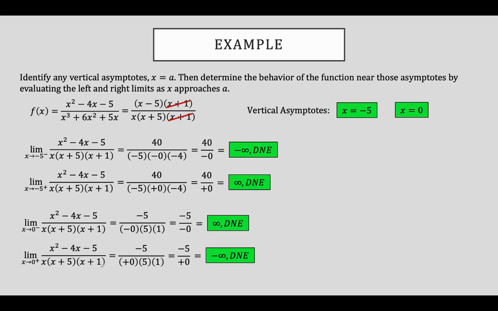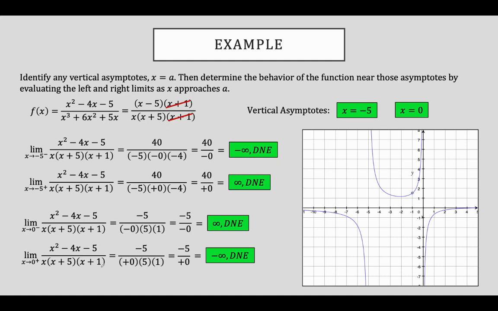And again, we could graph this function f of x to verify our solutions. Here is my first vertical asymptote at x equals -5. As I get closer and closer to -5 from the left, the graph goes down to negative infinity. As we get closer to -5 from the right, the graph goes up to positive infinity, verifying both of those solutions. As x approaches 0 from the left, we go up to positive infinity. As x approaches 0 from the right, we go down to negative infinity.